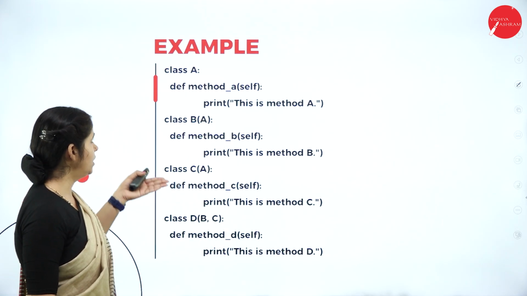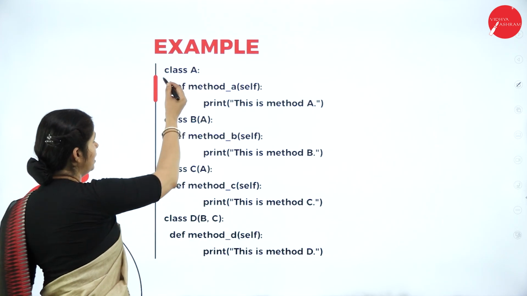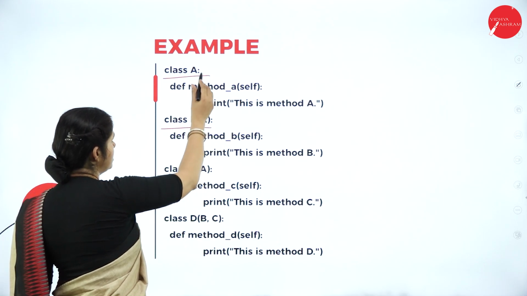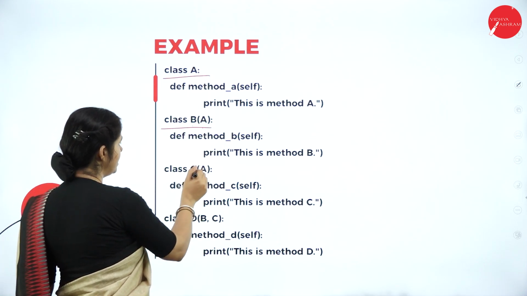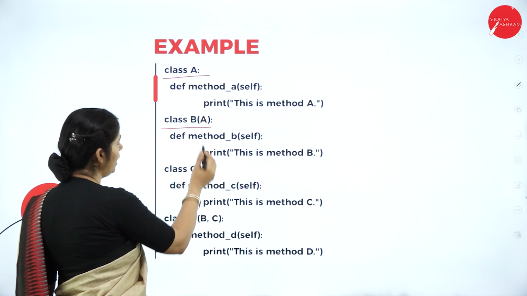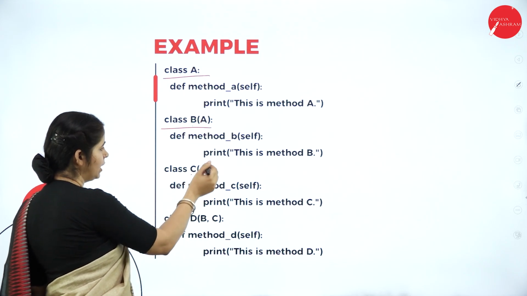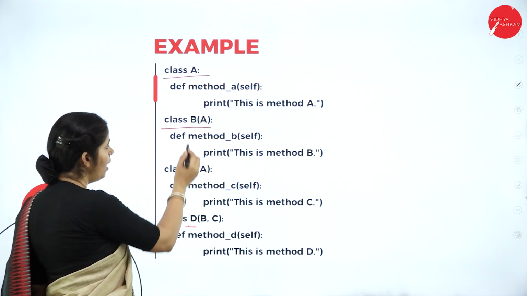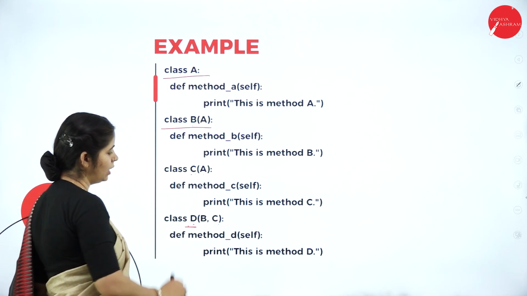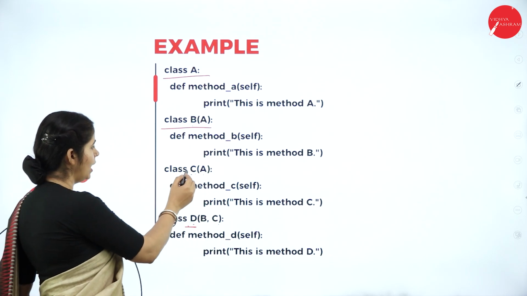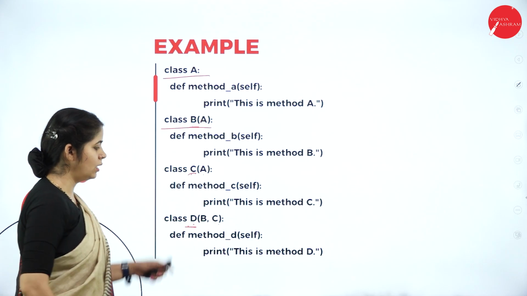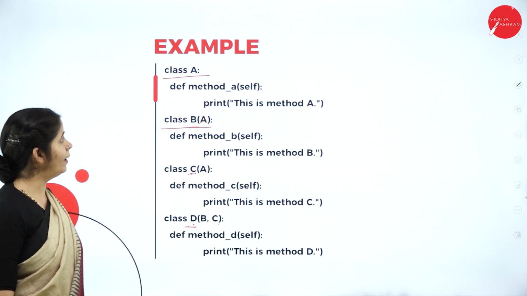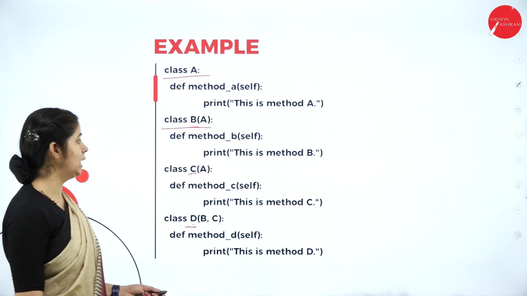So let us see the same example: class A, class B. Class B is derived from class A and class C is also derived from class A. Both B and C are derived from class A, but D is derived from B and C. Class D is derived from class B and class C. That's how we represent multipath inheritance.